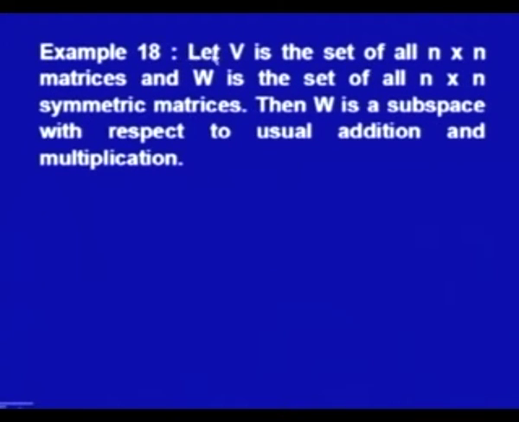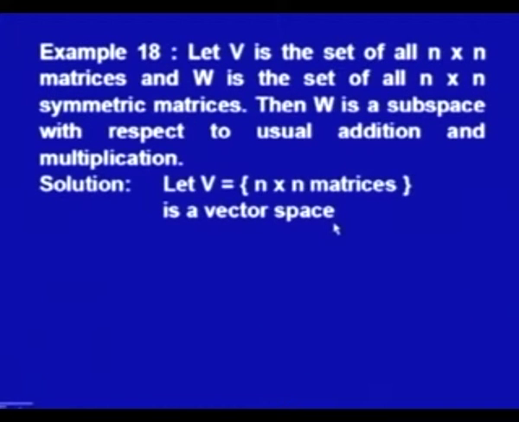This is another example taken from the set of matrices. Let V be the set of all n by n matrices and W the set of all n by n symmetric matrices. Then W is a subspace with respect to usual addition and multiplication. We have already seen that V is a vector space when V is the set of square matrices with the usual addition and scalar multiplication operations. So, it is a vector space, but we have to see whether this set W of symmetric matrices is a subspace or not.